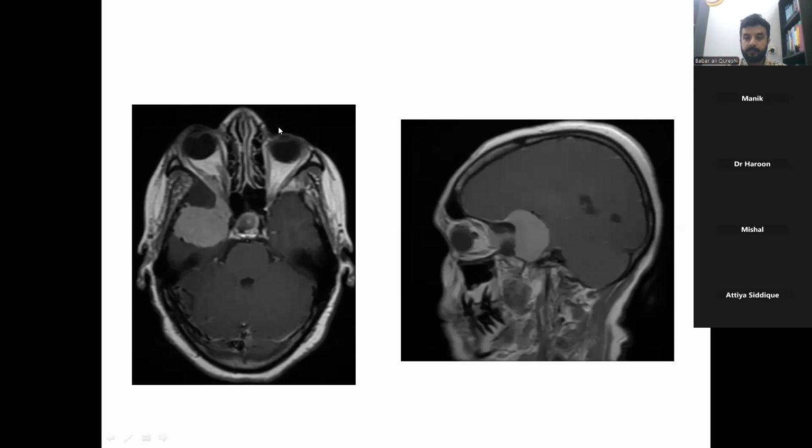Then we open the dura and approach the orbital part of the tumor. We have already removed the orbital wall, and we will start debulking the tumor and removing the capsule of the tumor from the optic nerve. In a peel-off manner, we will start peeling it off.